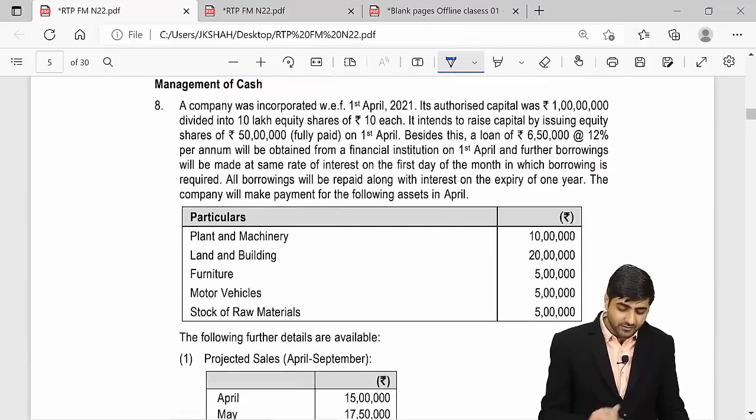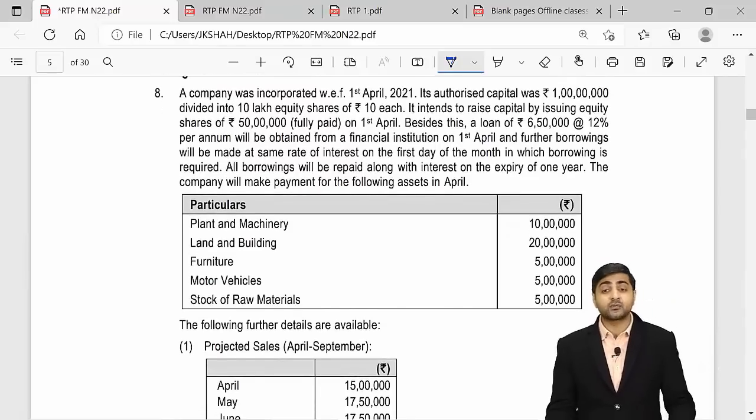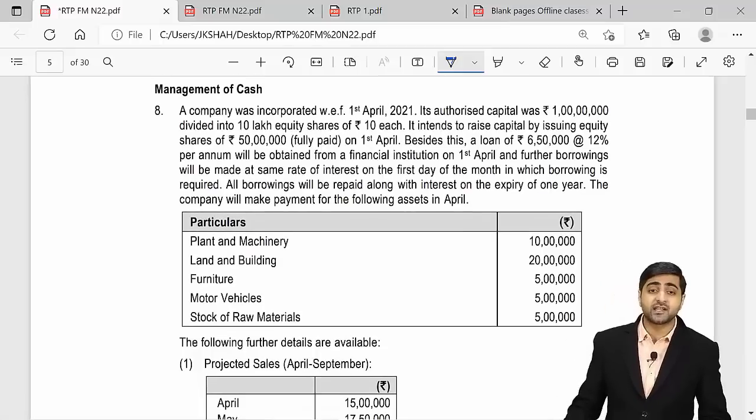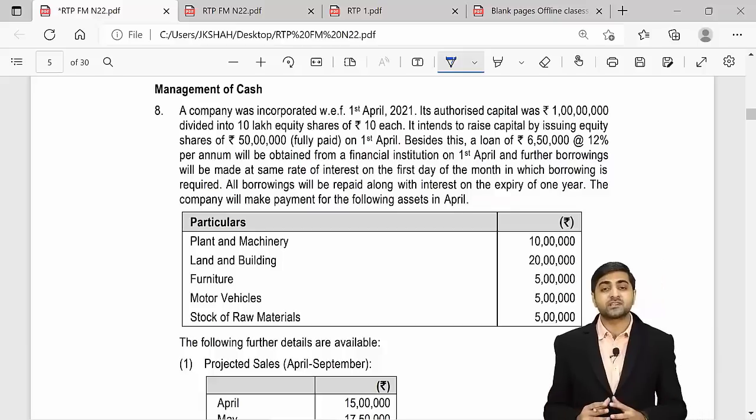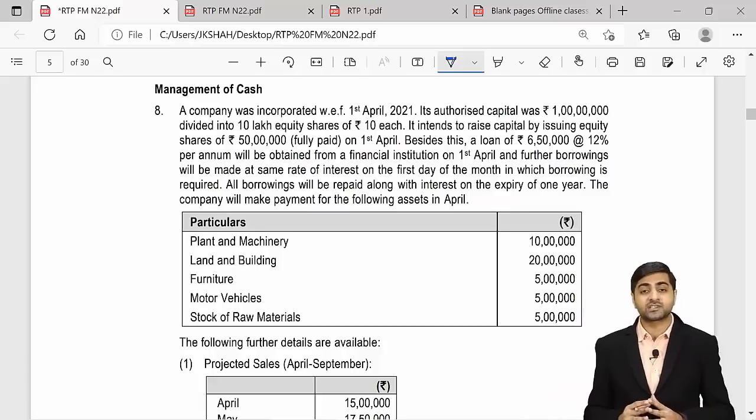And now with this your dividend decision also gets completed. Okay students, now let us start with the next question, and this question is regarding your management of cash. Now this is a very massive question. First of all, let us read what is given to you in the question.